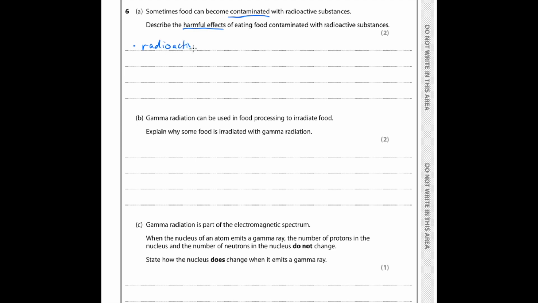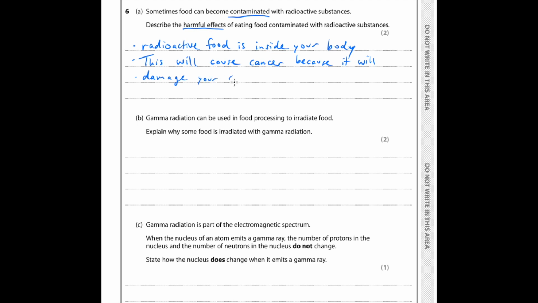So radioactive food is inside your body. This will cause cancer because it will damage your cells. Always say cause cancer, damages cells.